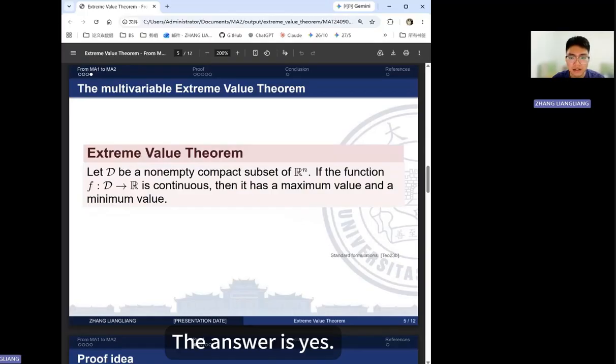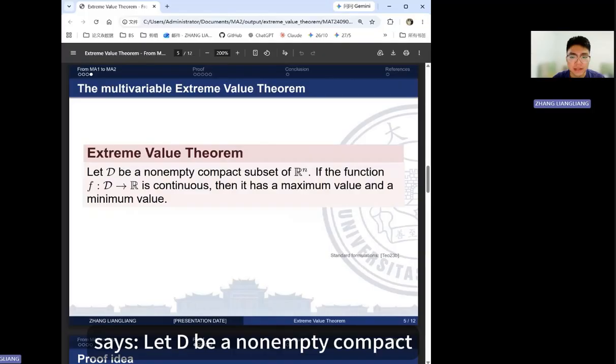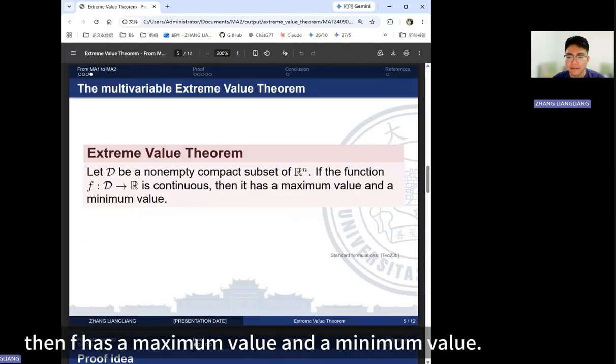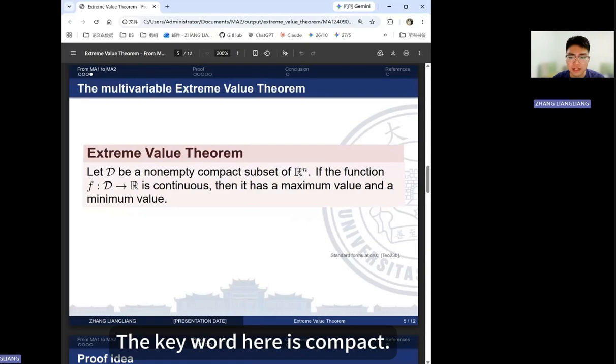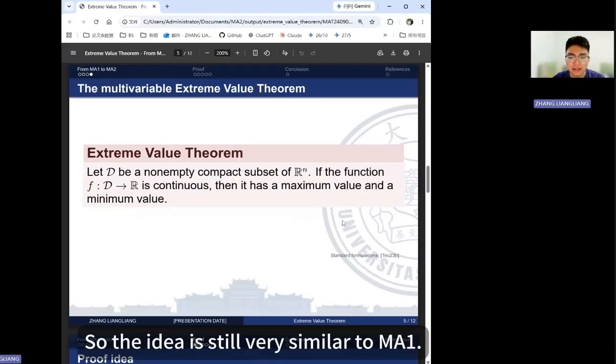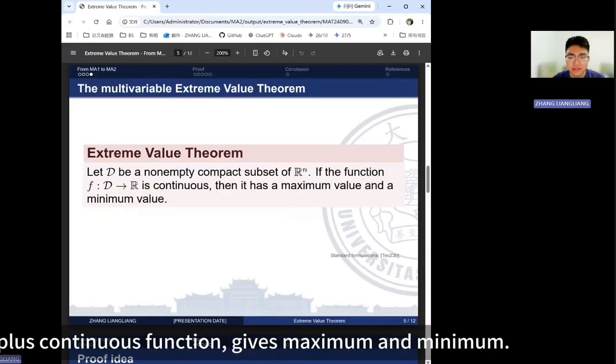The answer is yes. The multivariable extreme value theorem says: let D be a non-empty compact subset of Rn. If f is continuous, then f has a maximum value and a minimum value. The key word here is compact. In Rn, compact means closed and bounded. So the idea is still very similar to MA1. A closed and bounded set plus a continuous function gives maximum and minimum.